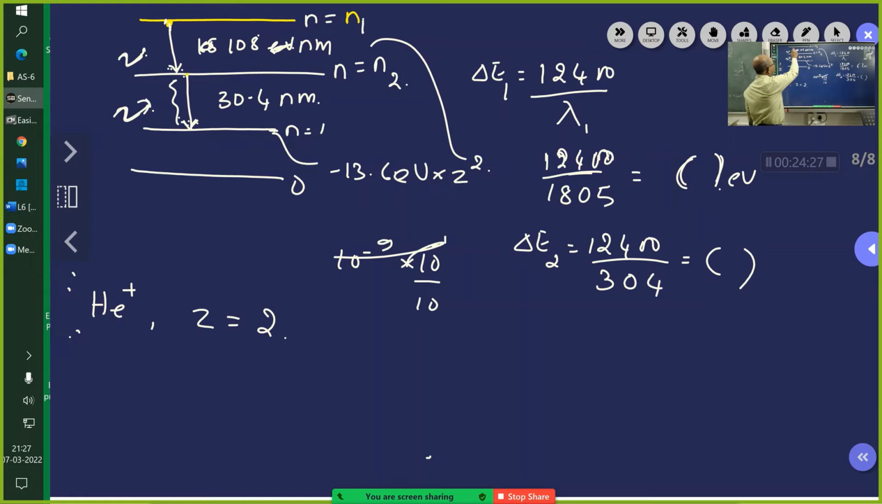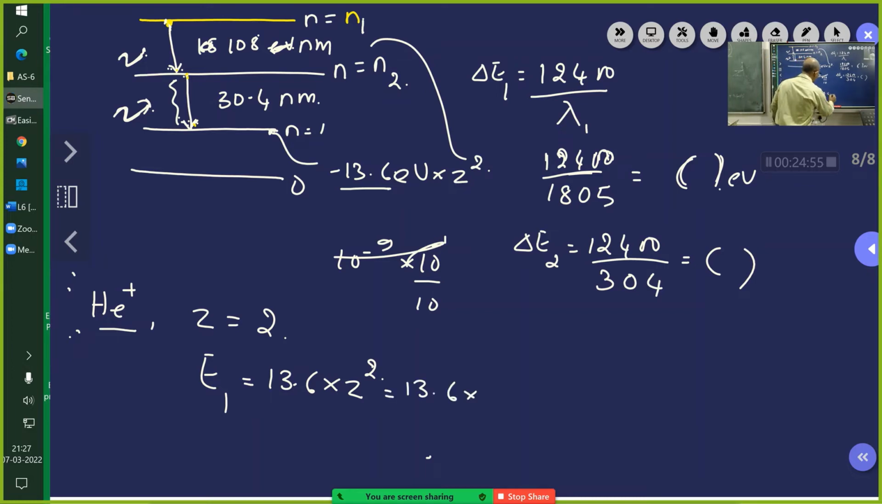So that means from this to this energy they are given, and from this to this energy they are given. They have told for hydrogen it is 13.6 and they have told it is helium. So what will be the ground state energy level for helium plus ion? The ground state energy level for helium plus ion, E1, will be equal to 13.6 into Z square, and here Z is equal to 2. So this will be 13.6 into 4. This will be the energy level. Got it?